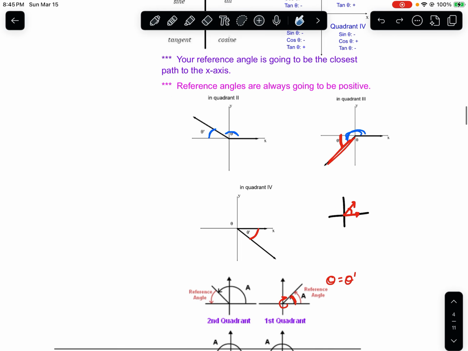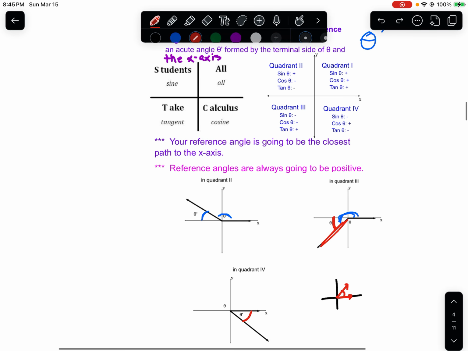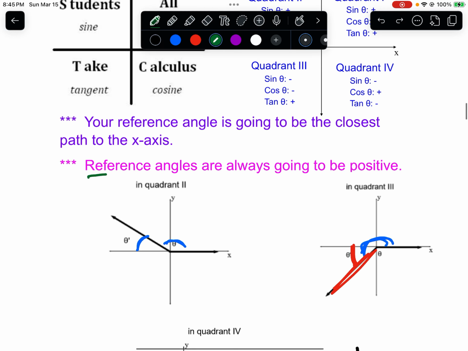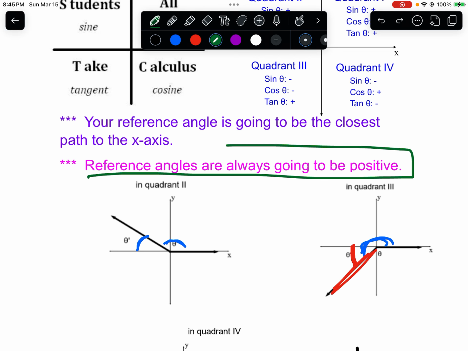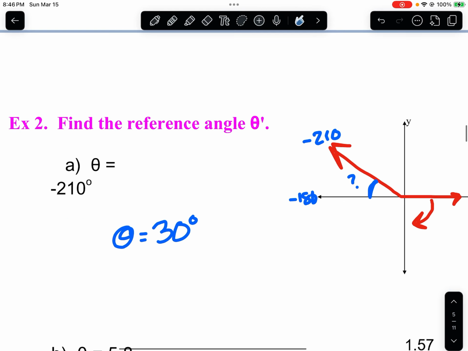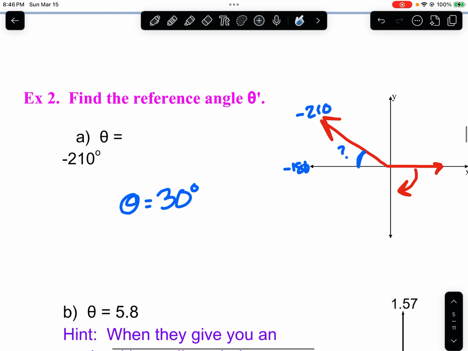But then we just review again where our reference angles are in quadrants 2, 3, 4 in those different scenarios. The one thing I wanted to mention here, and I kind of skipped over it: reference angles are always going to be positive. Even if you're dealing with negative angles to begin with, your reference angle is going to be a positive value.